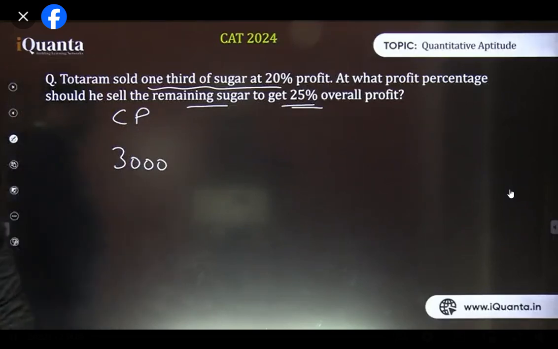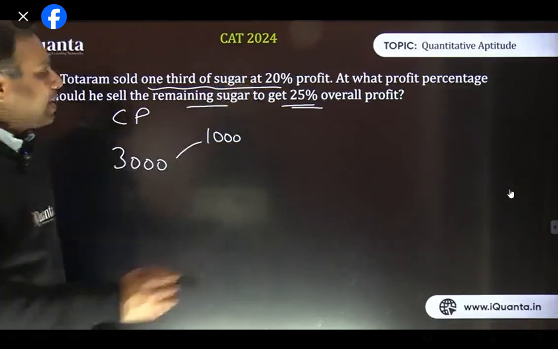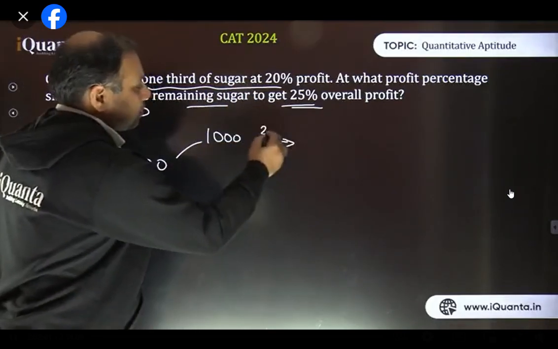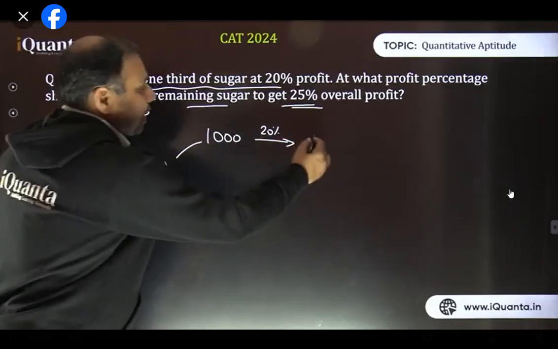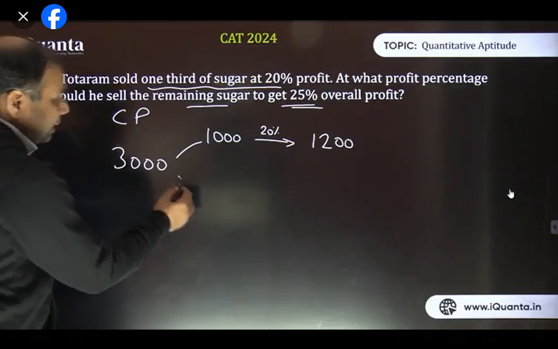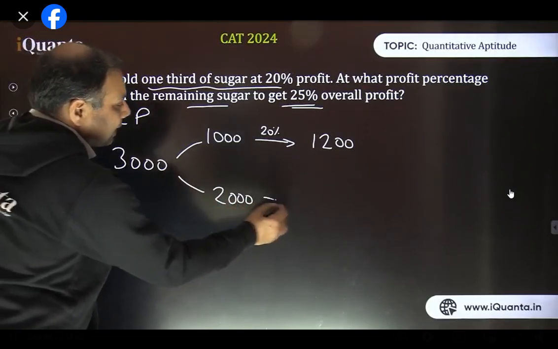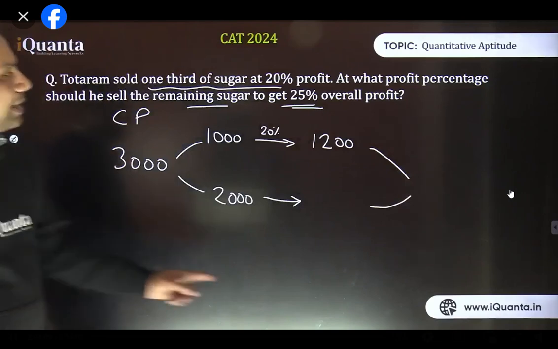Okay, let's assume that, no issues in that. So total cost price is 3,000. Now 1/3 of this, that means which was costing 1,000, has been sold at 20% profit. So this 1,000 worth sugar has been sold at 20% profit. So that means that amounts to 1,200 rupees, isn't it? So question is asking the remaining sugar, which is actually worth rupees 2,000, at how much percent profit it should be sold so that overall profit is 25%.